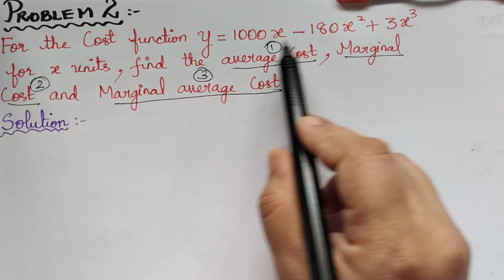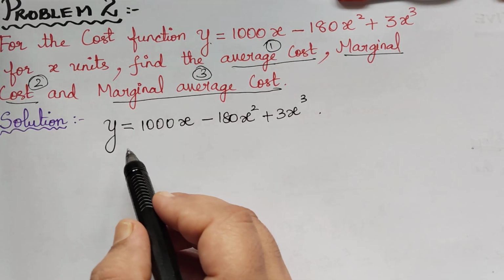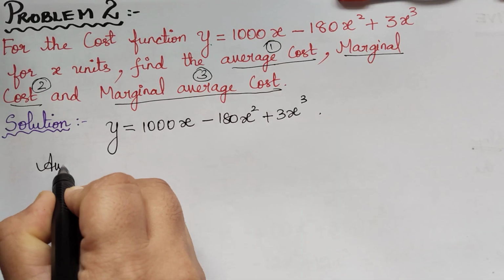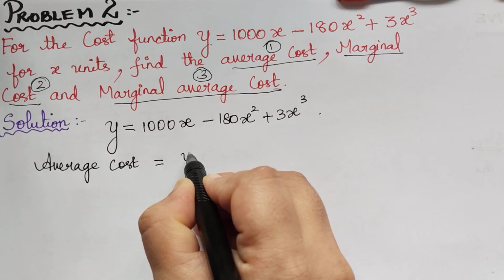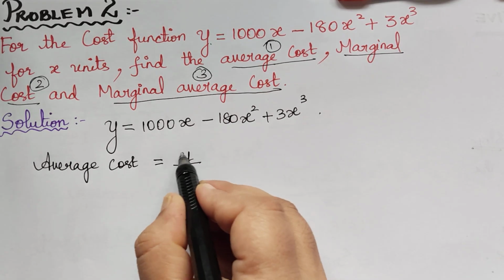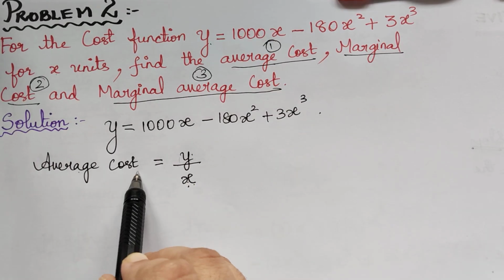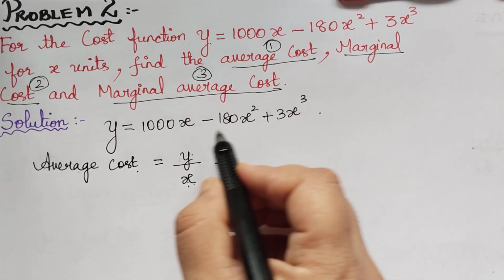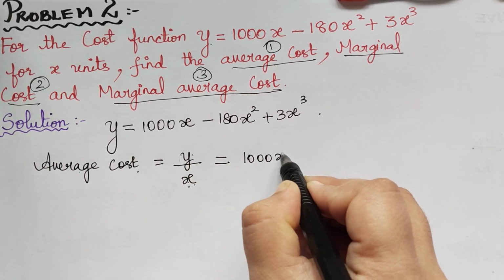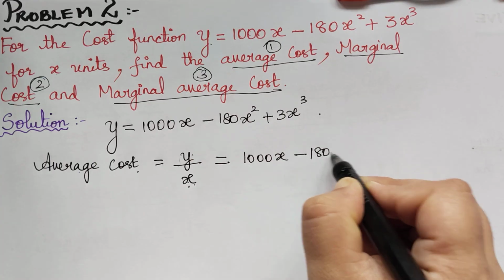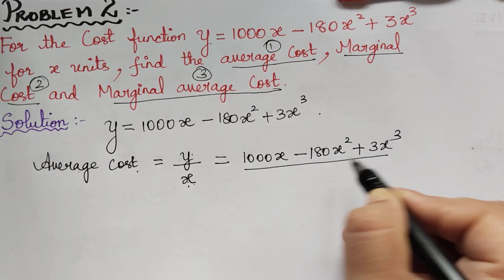So first step is to take and write the given cost function. So now we have to find the average cost. The average cost is given by the formula y by x, that is the total cost function divided by the x units. So y by x gives the average cost, which is equal to, we have to divide the given function y by x. So 1000x minus 180x square plus 3x cube, the whole divided by x.